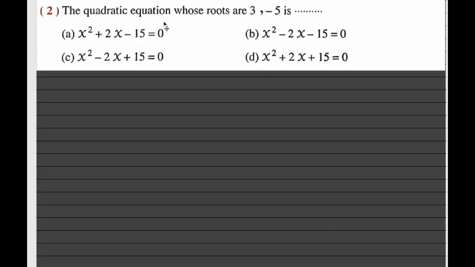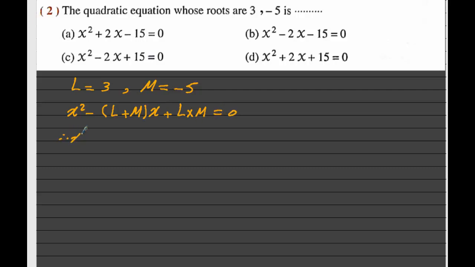Question number 2, the quadratic equation whose two roots are 3 and negative 5. So we start with writing the given data. L equals 3, it is the first root, and M equals negative 5. Now we will write the general rule, the main rule here in this lesson: x squared minus the sum of the two roots L plus M, multiply x, plus the product L multiply M, it is the product of the two roots, equals 0.